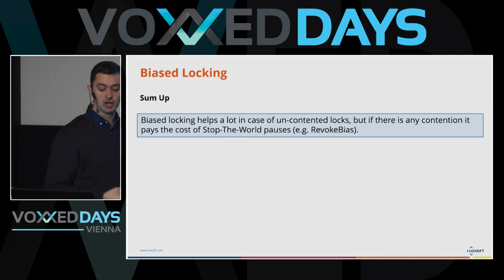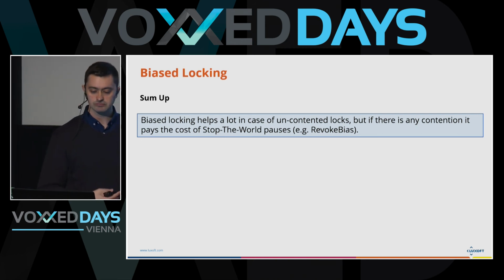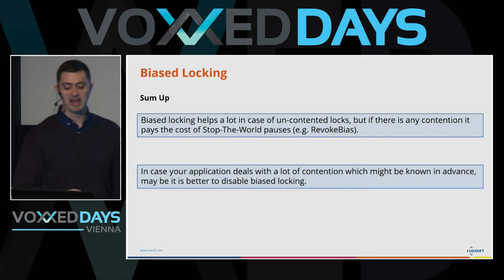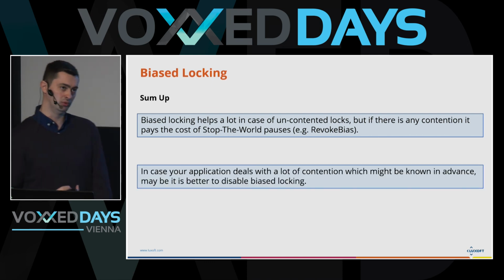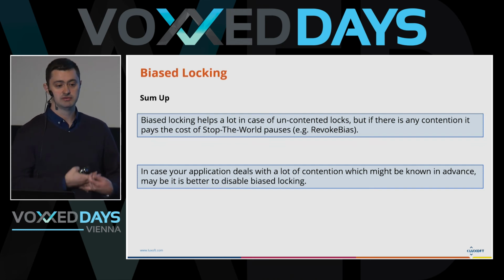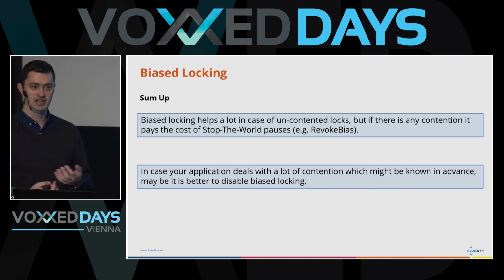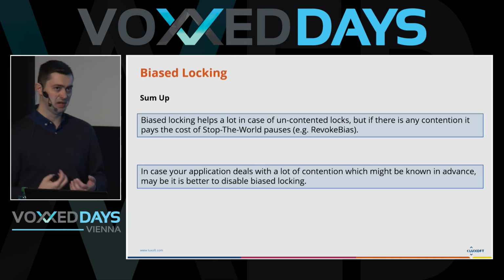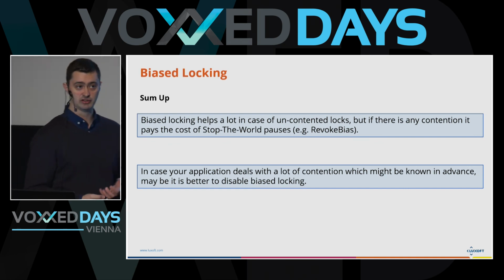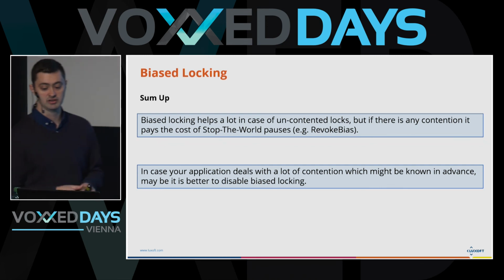It helps you a lot in cases where you don't have contention. But if you have contention, you pay a lot in the cost of the stop-the-world pauses. So my main recommendation for you: if in your application you have to deal with a lot of threads and there is contention, maybe it would be better to disable the biased locking scheme, because you have to wait for the stop-the-world pauses during the runtime.